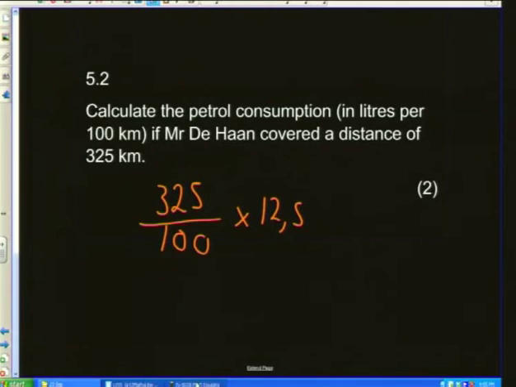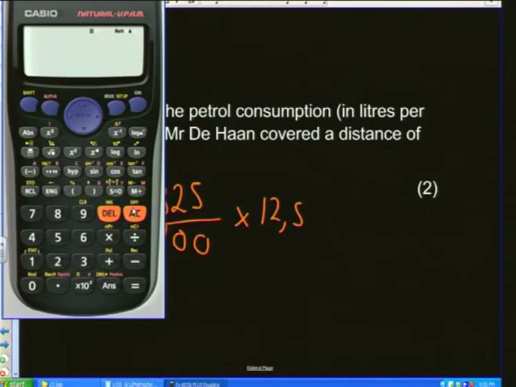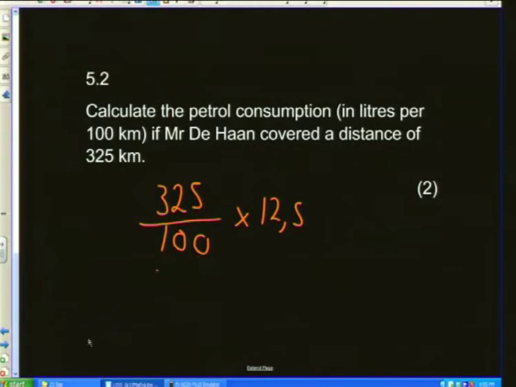And so out comes that calculator again. Clear our calculator. We say fraction button 325 over 100. And then we're going to multiply that by 12.5 equals, and here's my answer, 40,625. So it's going to be 40,625 liters of petrol are required to cover 325 kilometers.